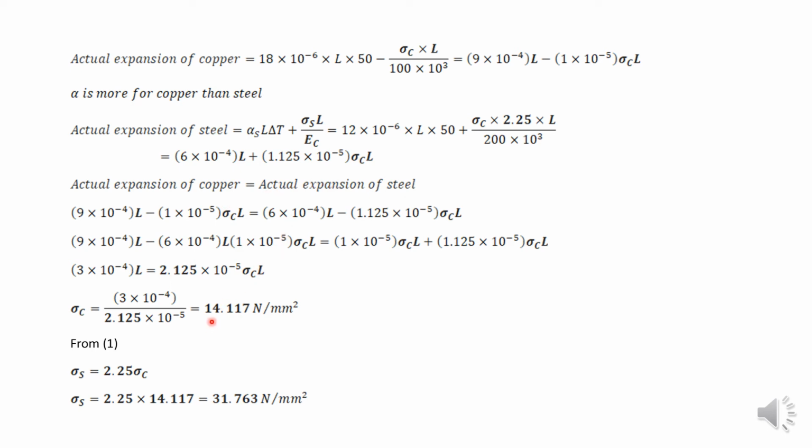So you will obtain sigma C as 14.117 Newton per mm square, and we know sigma S is equal to 2.25 sigma C, and from that sigma S is equal to 31.763 Newton per mm square.